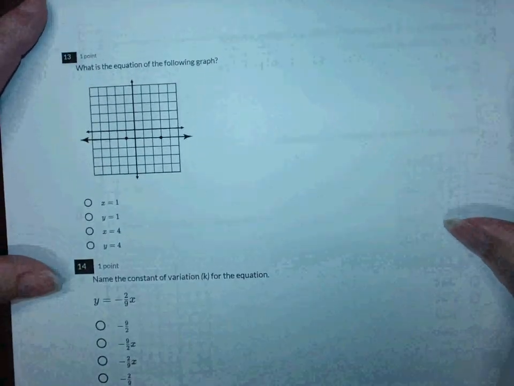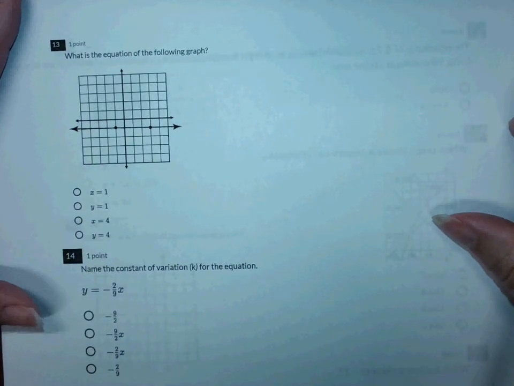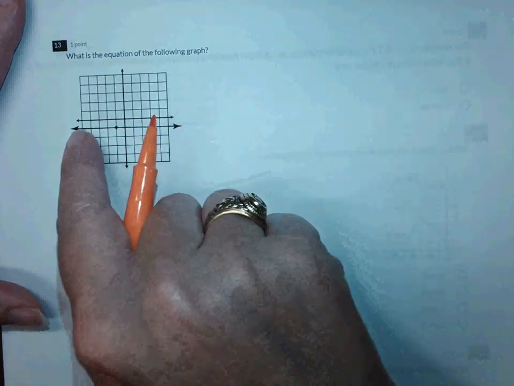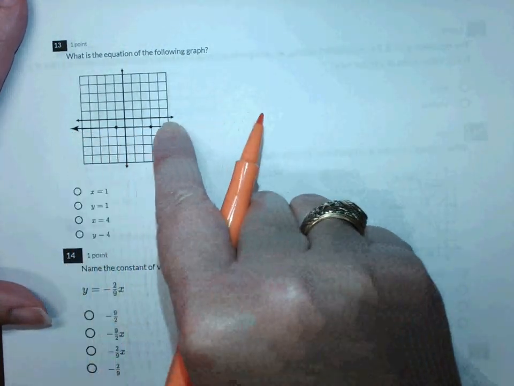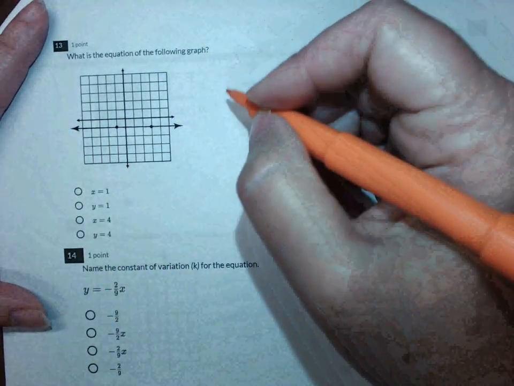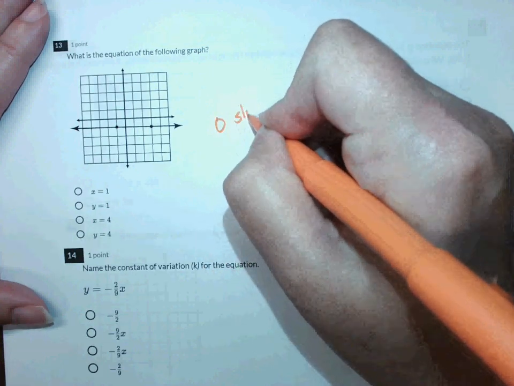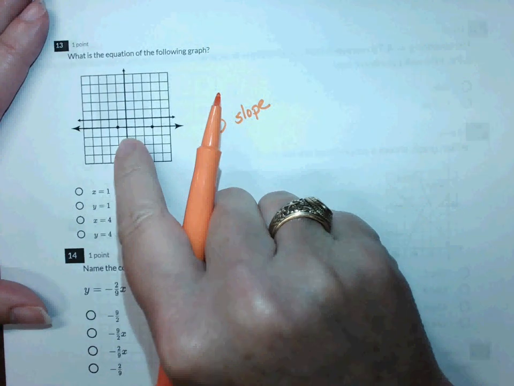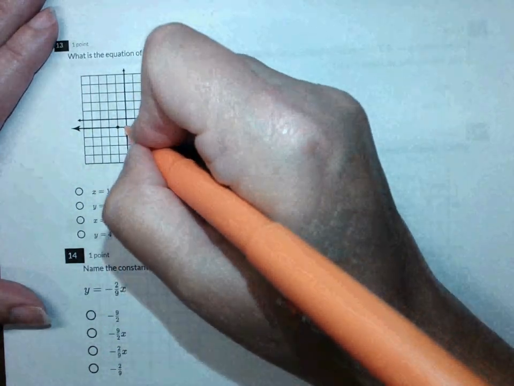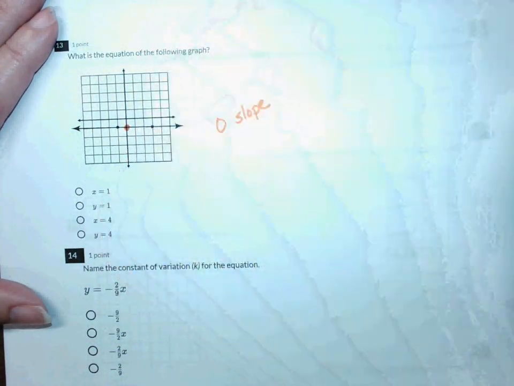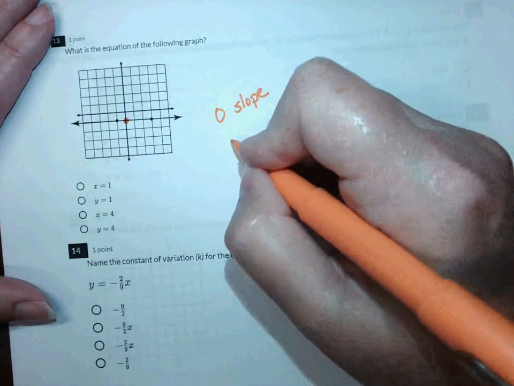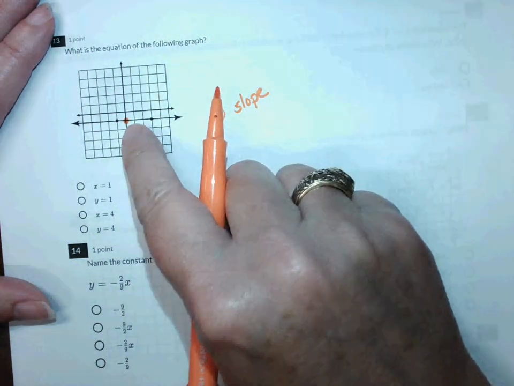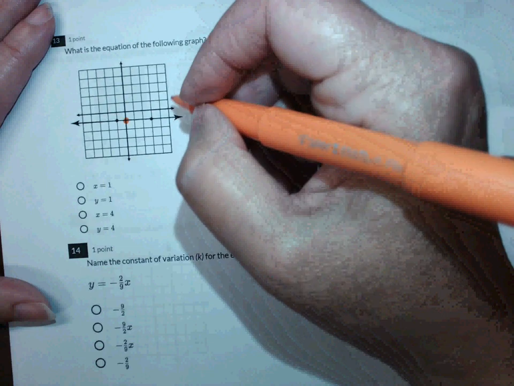Number 13. What is the equation of the following graph? So I see this line right here. It's a horizontal line. That means it has 0 slope, right? I also notice that it is touching the y-axis at the -1. So it doesn't touch the x-axis at all.